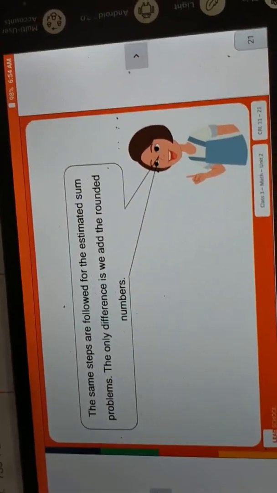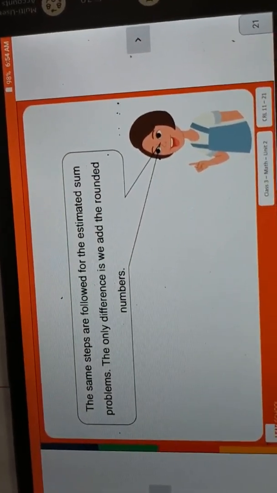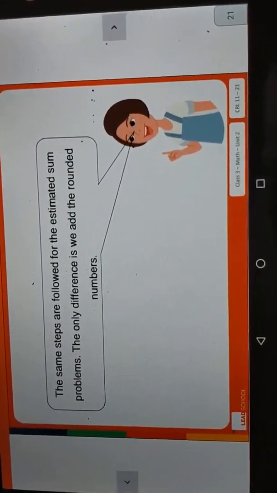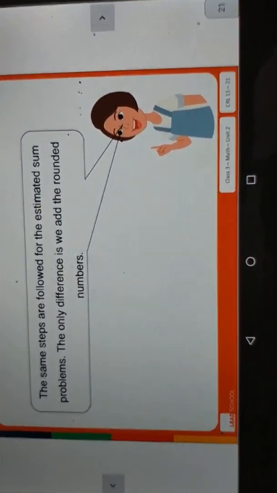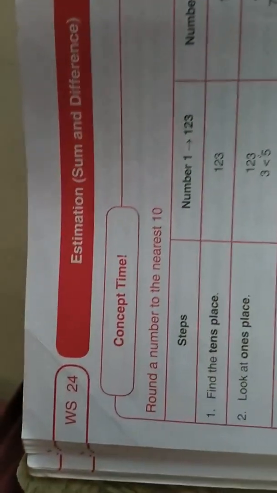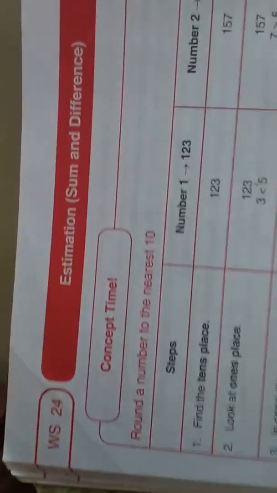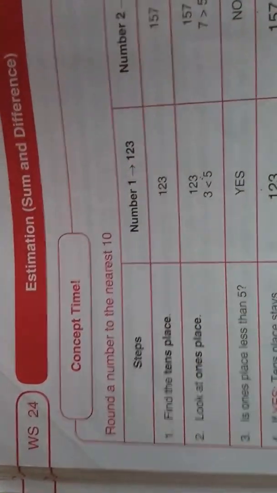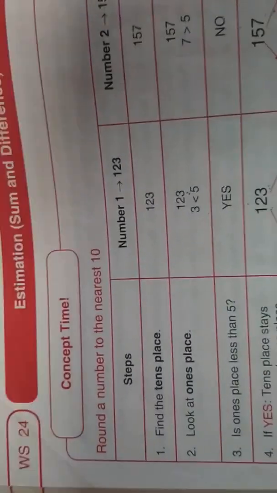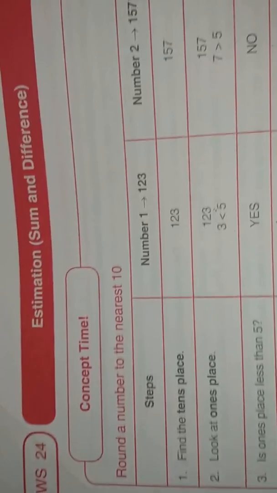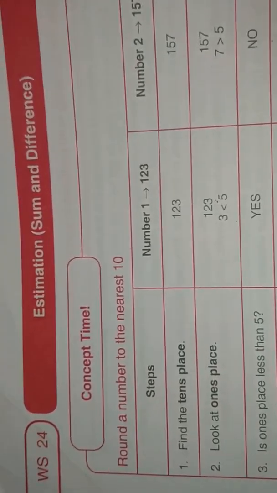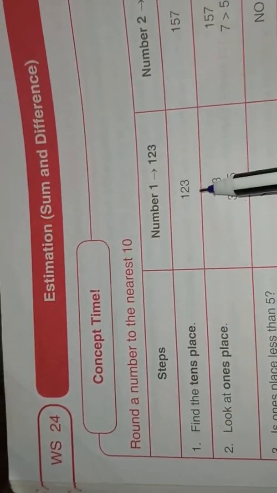So I hope so students your work is complete. Now we will start the next worksheet, worksheet number 24. Estimate sums and differences are there. So students, here we round a number to the nearest tens. So हमें क्या करना है, नंबर को राउंड ऑफ करना है. ठीक है. So here are the numbers 123 and 157. First of all we have to find the tens place. So here the tens place is 2, right?